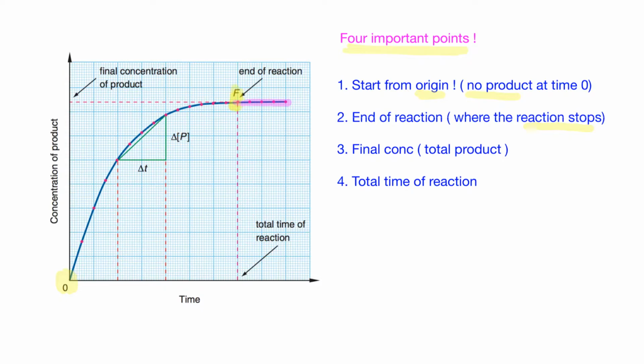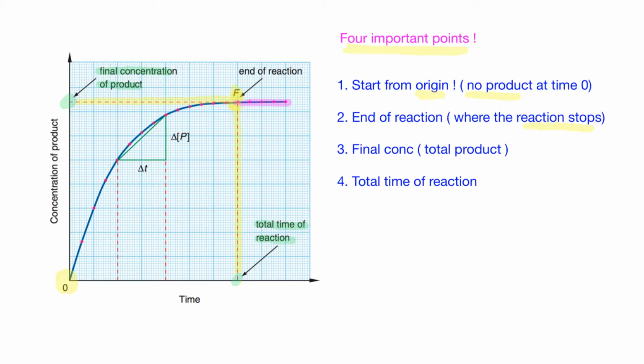From this end point, we draw two lines, one horizontal line and one vertical line. This horizontal line, indicated with the green color, shows the final concentration of the product. And the point hitting the x-axis will be the total time of the reaction.